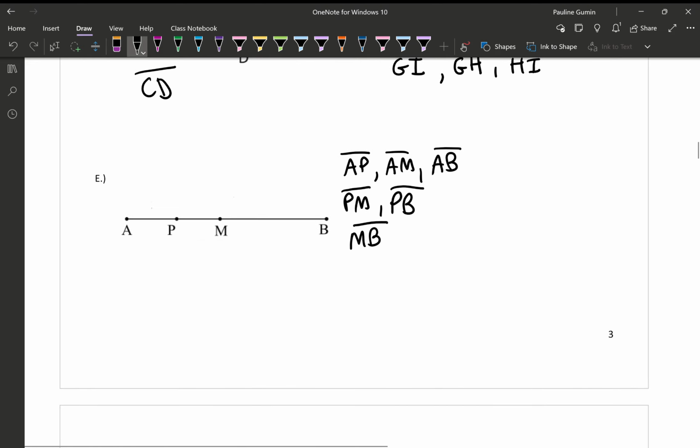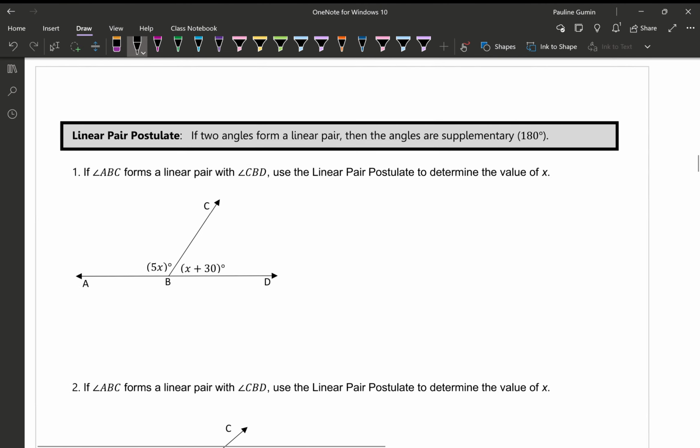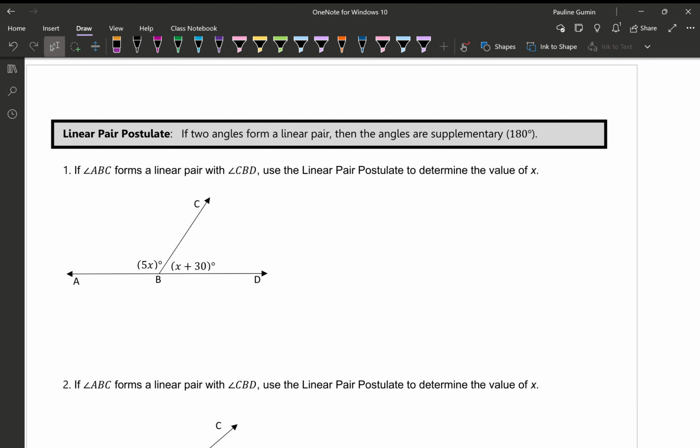All right, so now that we've reviewed that real quick, let's get started on the actual unit. The first thing that I want to talk about is the linear pair postulate. This is if two angles form a linear pair, then the angles are supplementary. So that means supplementary is they add to 180.